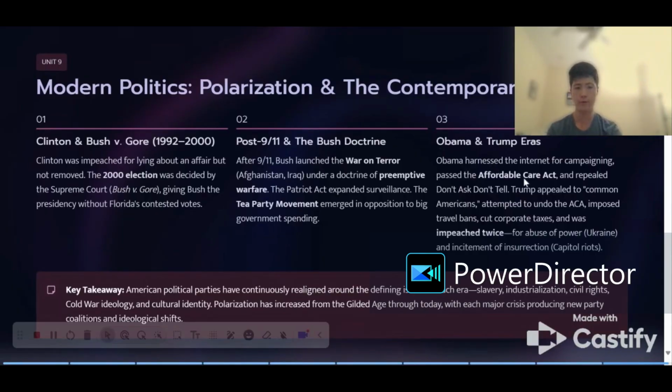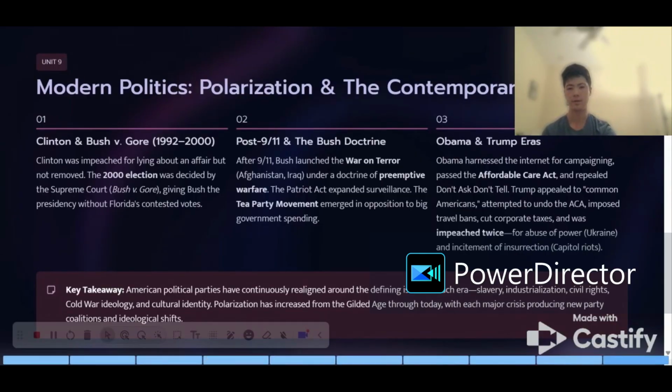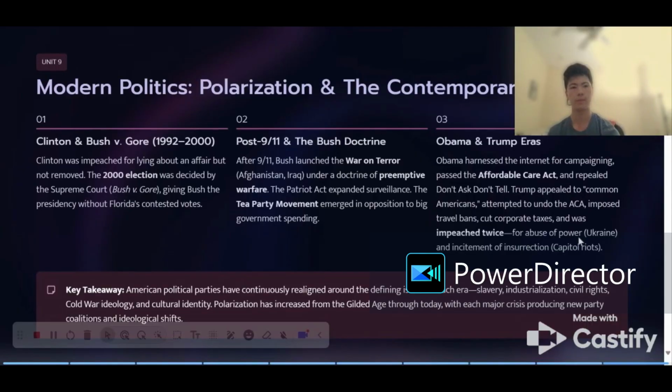Obama's pretty radical with the Affordable Care Act and repealing Don't Ask, Don't Tell, which was about LGBTQ rights. Don't really care. Trump appealed to common Americans with his presidency, revitalizing the MAGA movement. He attempts to undo the Affordable Care Act, imposes travel bans, cuts taxes, and was impeached twice for abuse of power and incitement of insurrection. It doesn't matter if these things were true or not, it still happened. Polarization still went up. Obviously, we know political debates are getting much more heated. That's the common theme across politics.